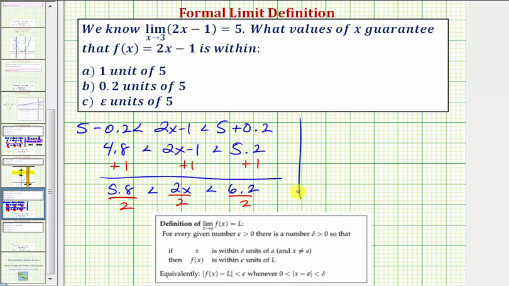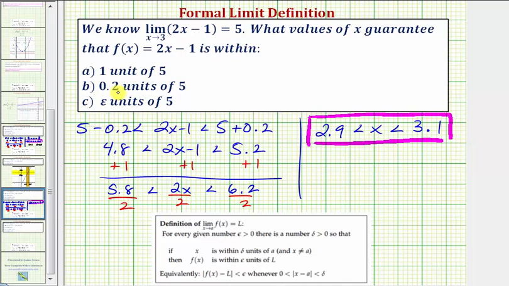Simplifying, we have 5.8 less than 2x less than 6.2, and now we divide everything by 2. Now simplifying, notice how we have x greater than 5.8 divided by 2, that's 2.9, and x is less than 6.2 divided by 2, which is 3.1. So these are the x values that guarantee f of x is within 0.2 units of 5. Part B, epsilon was given as 0.2 based upon our limit definition. And notice how here these x values are within 0.1 units of 3, the value we're approaching. And therefore, when epsilon is equal to 0.2, delta is equal to 0.1.